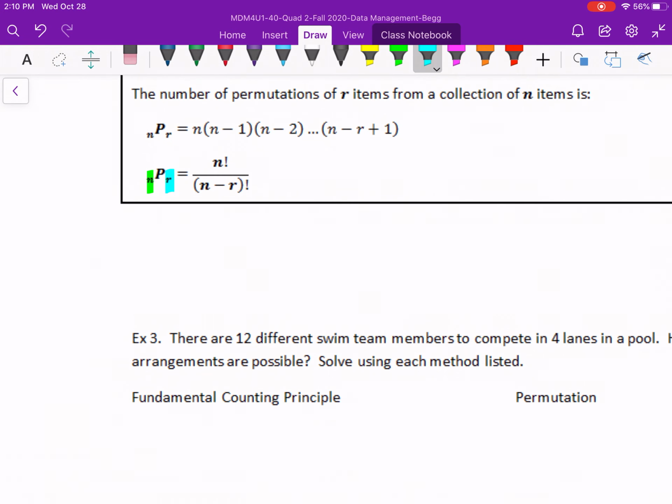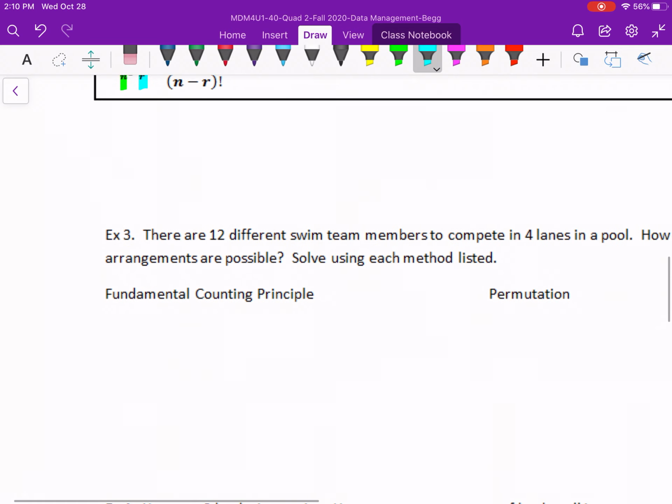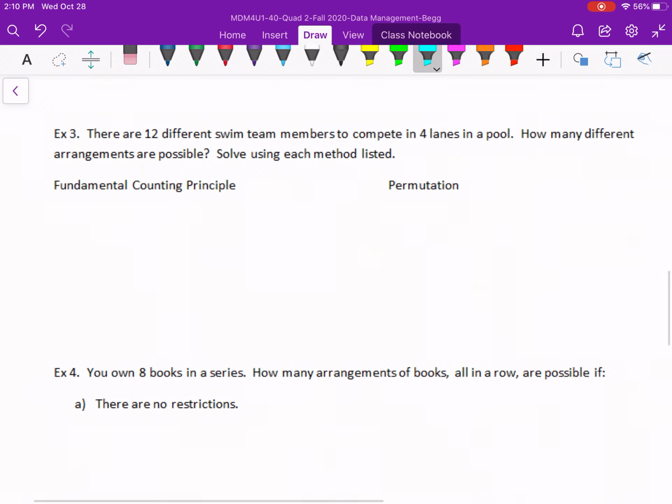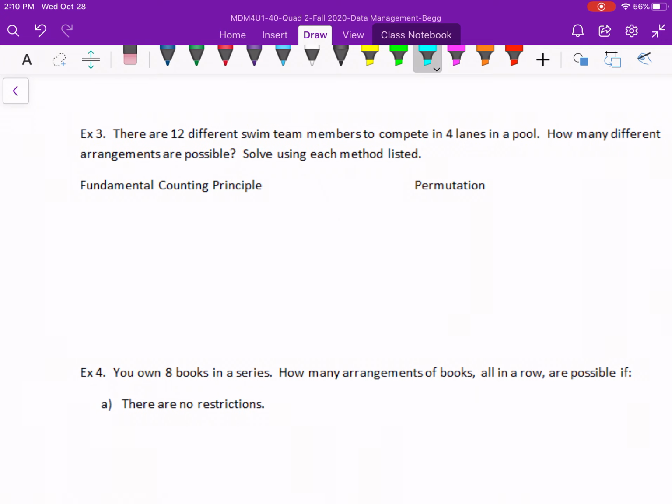So let's see how we can actually use that. There are 12 different swim team members to compete in 4 lanes in a pool. How many arrangements are possible? Solve using each method. Sure, so we got 12 members of the swim team. That's the number that we can choose from.